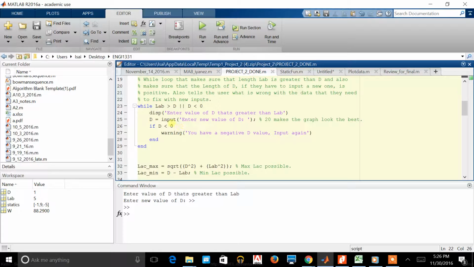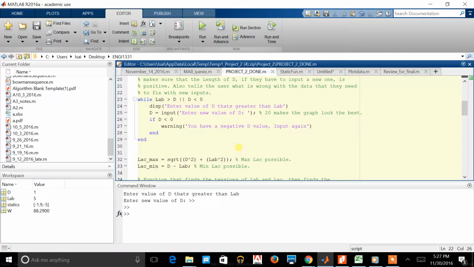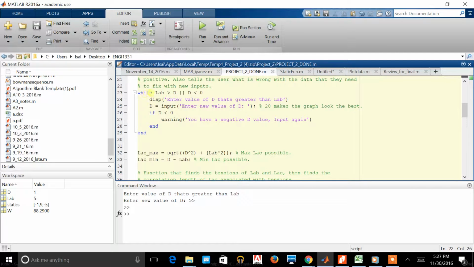If the user were to input a negative value after this pops up in the command window, then this warning here will pop up and it'll say you have a negative D value. Input again. And this will keep going until the user inputs a positive value and makes sure that the input for D is greater than LAB.